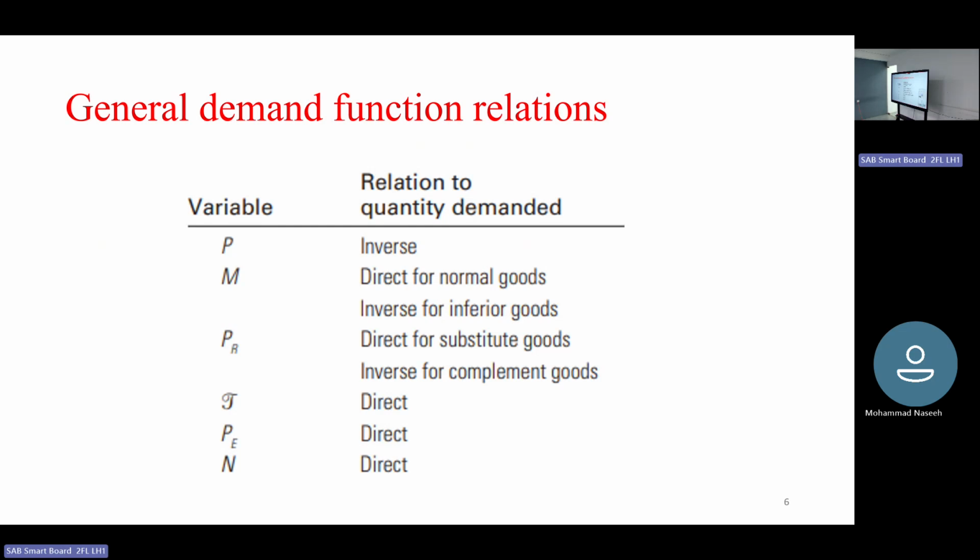What is the law of demand? It is the inverse relationship between price and quantity demanded, while all the other demand determinants remain constant, remain unchanged.